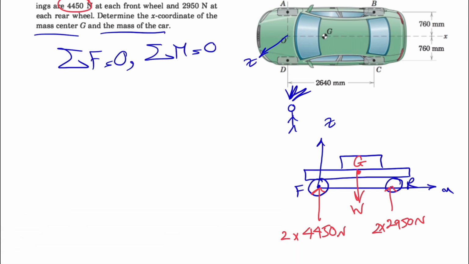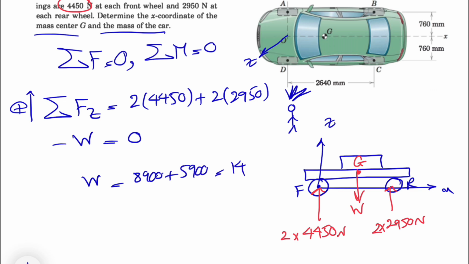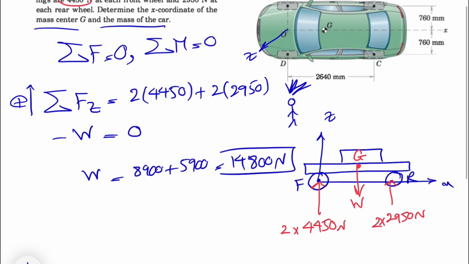Looking at this, we only have one unknown, and it's easy enough to find the weight of the car based on our sum of all forces in the Z direction. This will be our positive. So we have 2 times 4450 newtons plus 2 times 2950 newtons, which is the force at the front and back wheels, and the weight of the car is equal to 0. From here we can find the weight, which will be 8900 plus 5900, and that's going to give us 14,800 newtons. So now we have the weight.